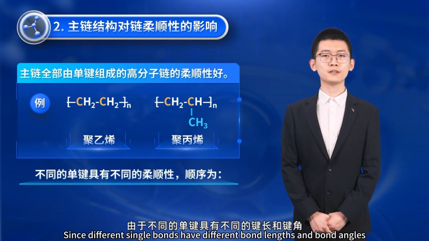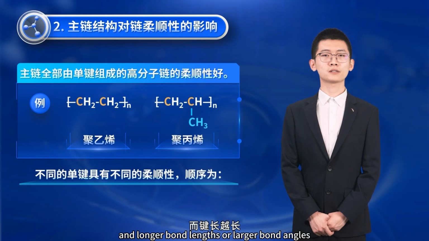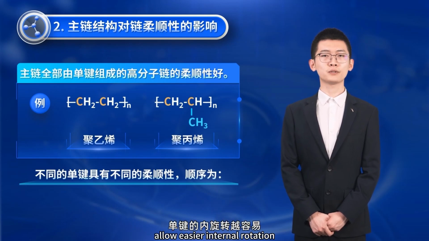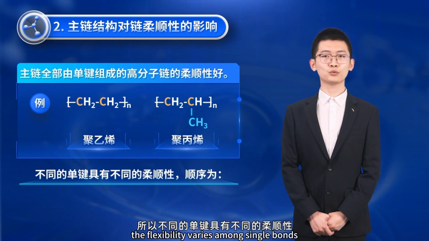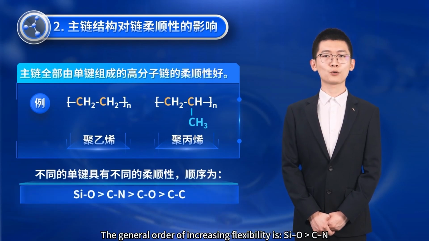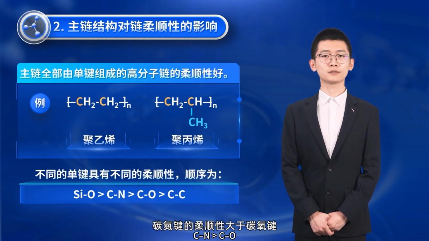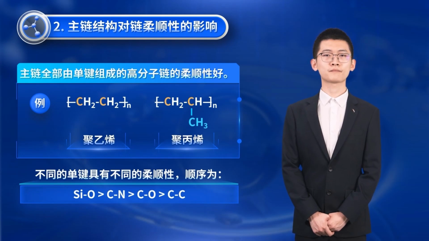Since different single bonds have different bond lengths and bond angles, and longer bond lengths or larger bond angles allow easier internal rotation, the flexibility varies among single bonds. The general order of increasing flexibility is: Si-O bond is more flexible than C-N bond, which is more flexible than C-O bond, which in turn is more flexible than C-C bond.